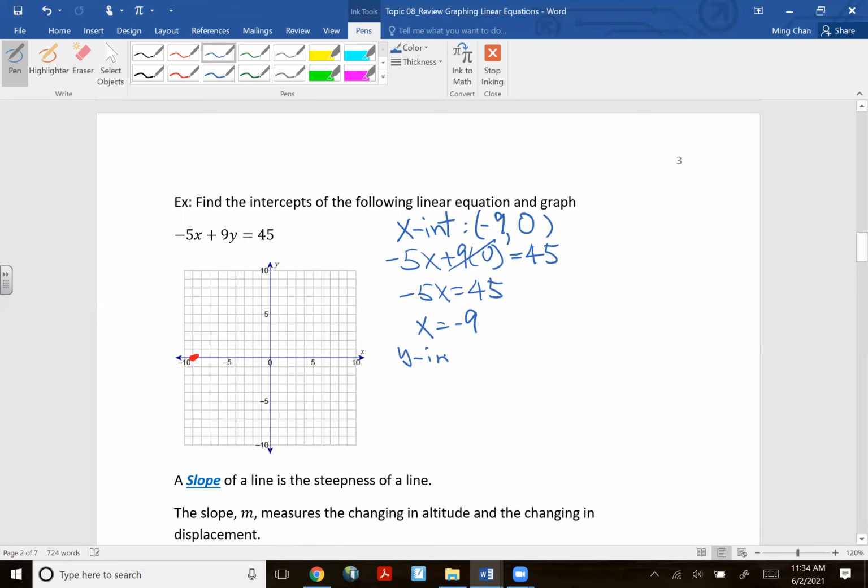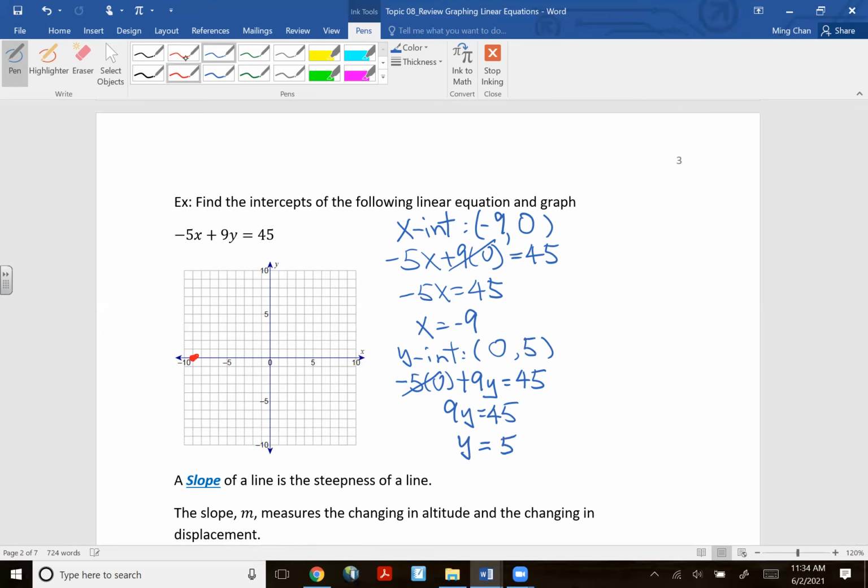Y-intercept means I will find the y value when x is equal to 0. So all I'm doing here is substituting 0 for x, so I can solve for the y value. Negative 5 times 0 cancels out. This is a positive 9y equal to 45. So divide both sides by 9, y equal to 5.